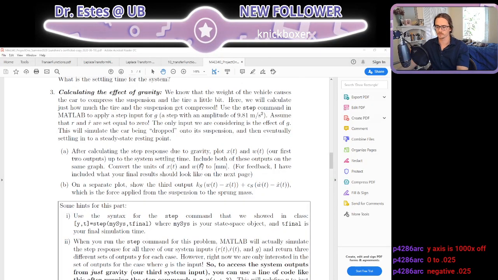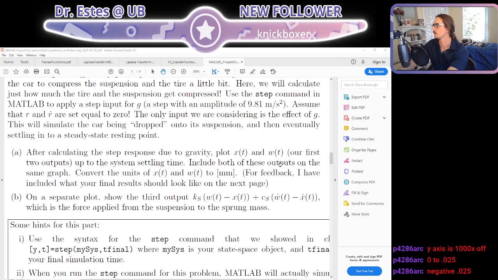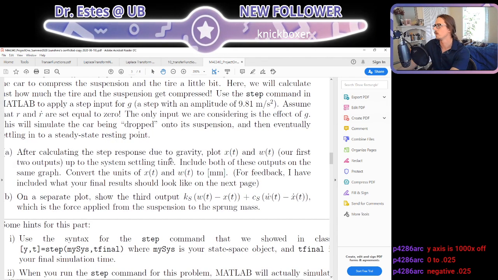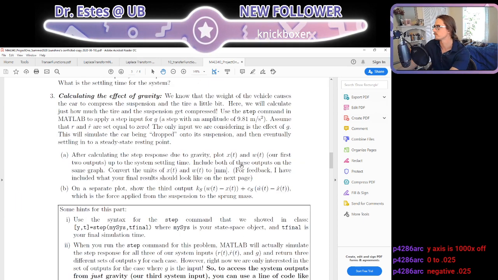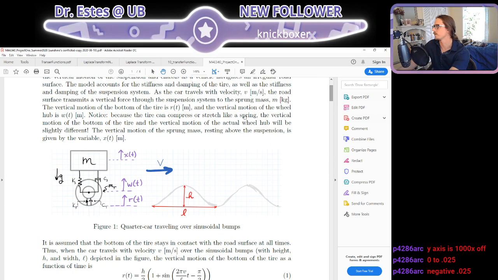Check out this part. Include both of these outputs on the same graph. Convert the units to millimeters. Did you convert to millimeters? The original values for these units are in meters.